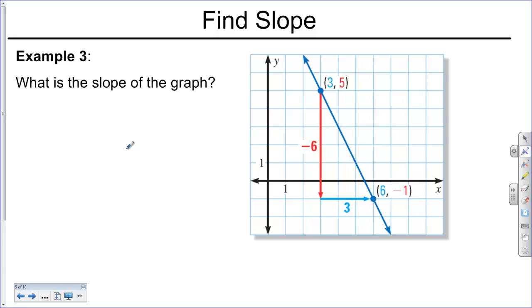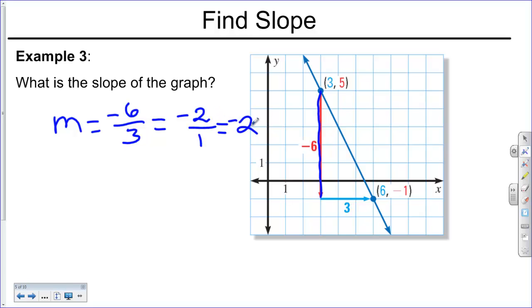Example 3, this one looks to be a negative because the line is going down to the right. And I'm going to actually calculate this one right from the graph. Okay, we can see that it's down 6 instead of up. So that would be negative. So M is going to equal -6 over +3, which is going to reduce to -2 over 1, which we can just call -2.